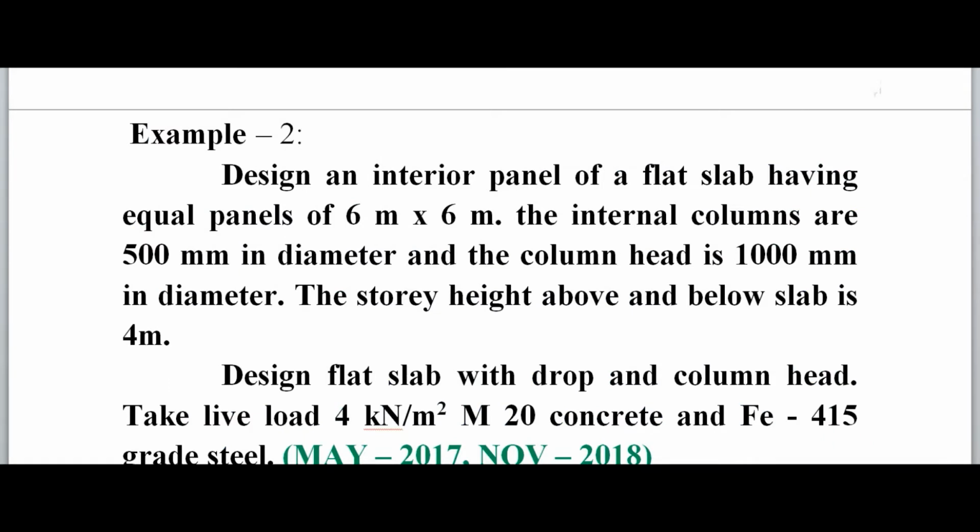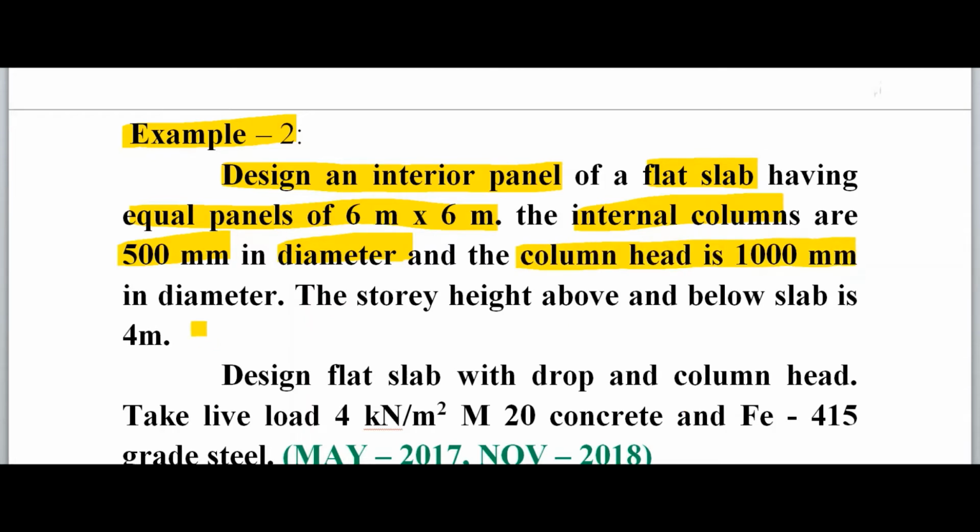Here is an example: design an interior panel of a flat slab having equal panels of 6 by 6 meter. Look here, the panel dimension is fixed, 6 by 6 meter. The internal columns are 500 mm in diameter, which means the column is circular, so the column head is 1000 mm in diameter. If the column is circular, that's why the column head is circular, right?